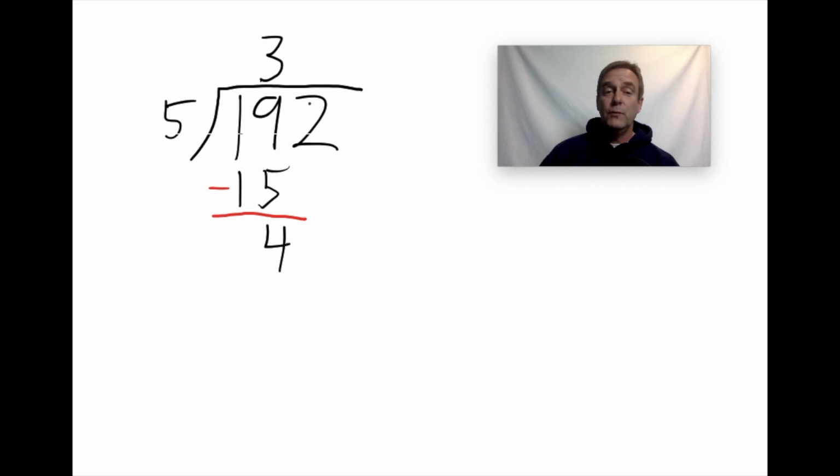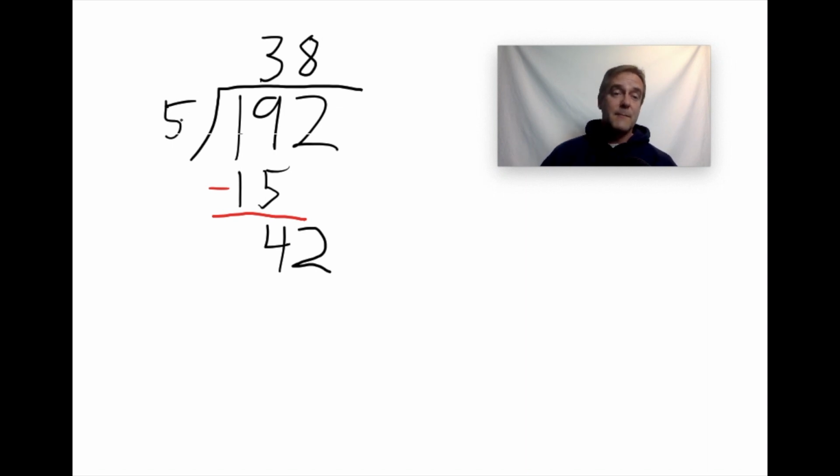We have a 2 that's up here in the original dividend. We're going to go ahead and bring it down now because we're ready for it. Everything has now been brought down, by the way. Everything from the dividend exists on this line. And we're going to ask our final question. 5 goes into 42 how many times? Well, it's 8, but it's 8 and some left over. So let's find out how much left over.